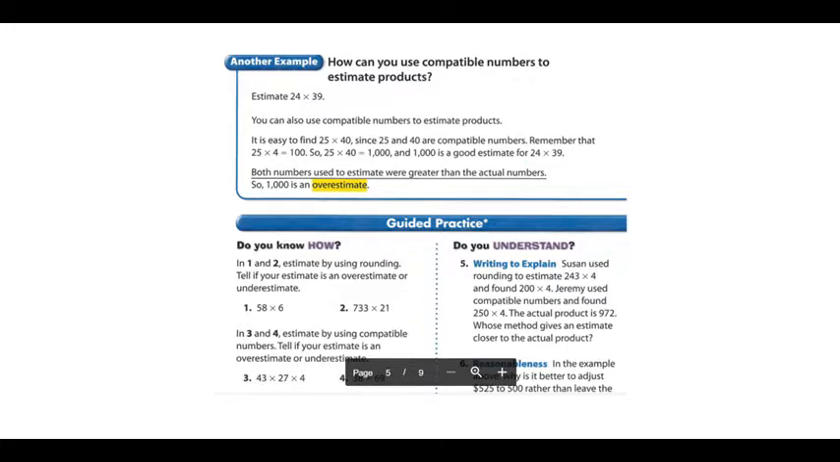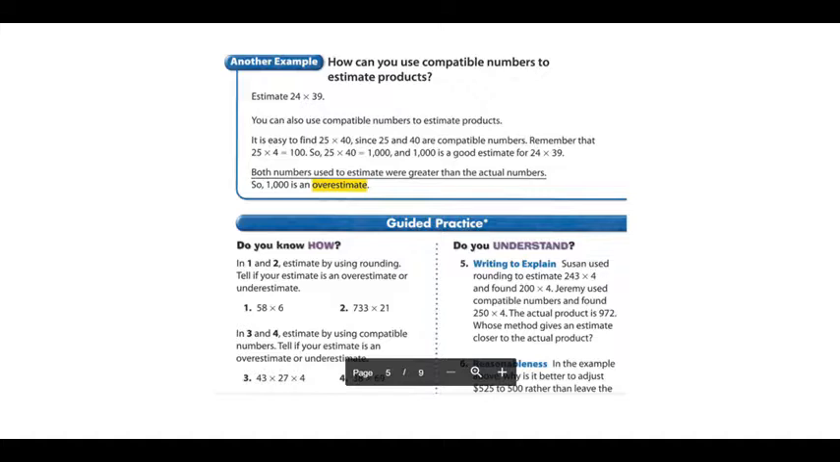Being that I had to round 24 up and 39 up, then it's an overestimate. So 1,000 would be an overestimate. That means the actual number is going to be less than 1,000. Okay, so let's go ahead and look at the guided practice.